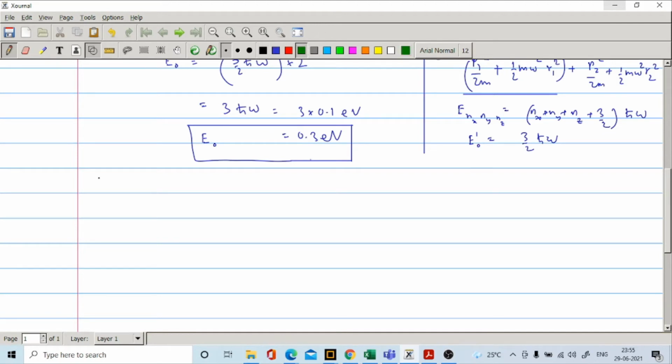Now let us look at the spin part. And what is the spin part? It is k times sigma 1 dot sigma 2.